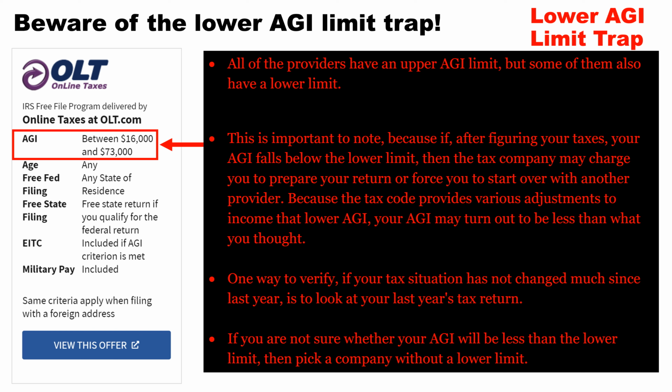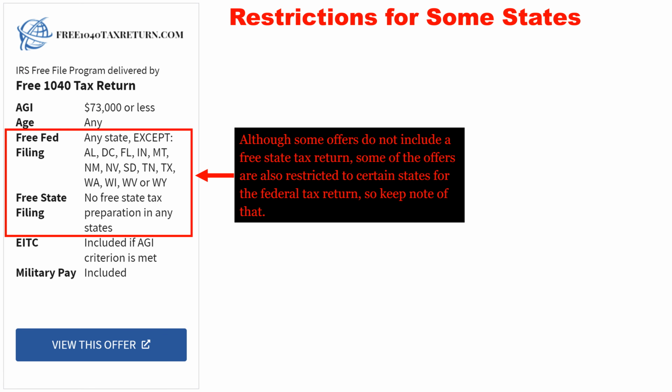Because the tax code provides various adjustments to income that lower AGI, your AGI may turn out to be less than what you thought. One way to verify if your tax situation has not changed much since last year is to look at last year's tax return. If you are not sure whether your AGI will be less than the lower limit, then pick a company without a lower limit. Although some offers do not include a free state tax return, some of the offers are also restricted to certain states for the federal tax return, so keep note of that.